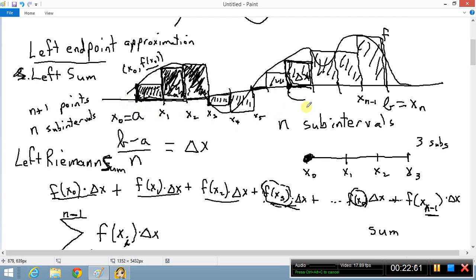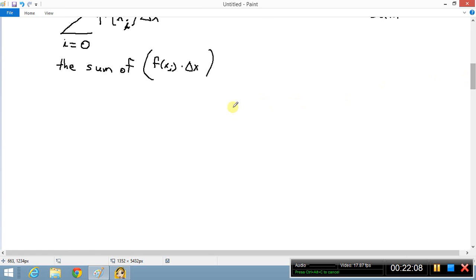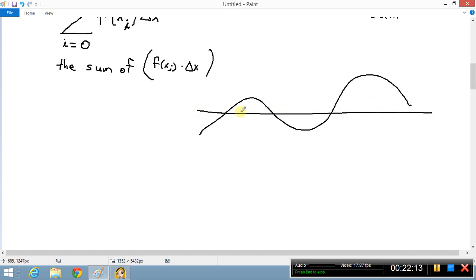Suppose that I chopped up my interval into, let's say, 4 pieces. So let's draw a new picture here. I've got this function, and here's the x-axis as before, and here's my a, and here's my b, and I want to approximate the area that's under this curve. So what if I chop the interval from a to b into 4 pieces? All right, and I want the left endpoint approximation. So here's the picture.